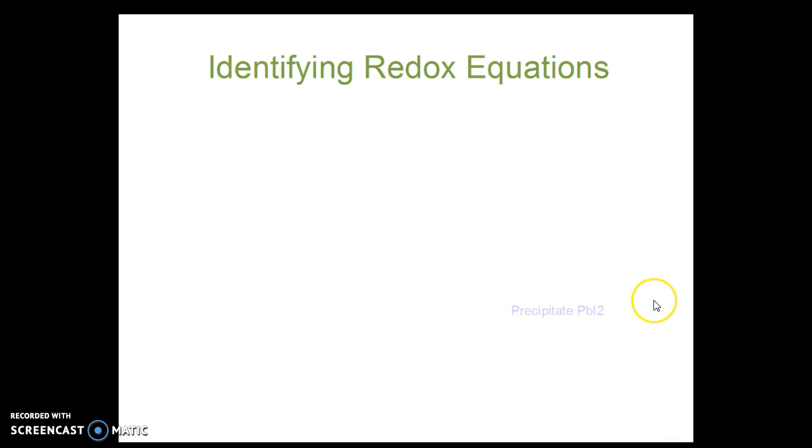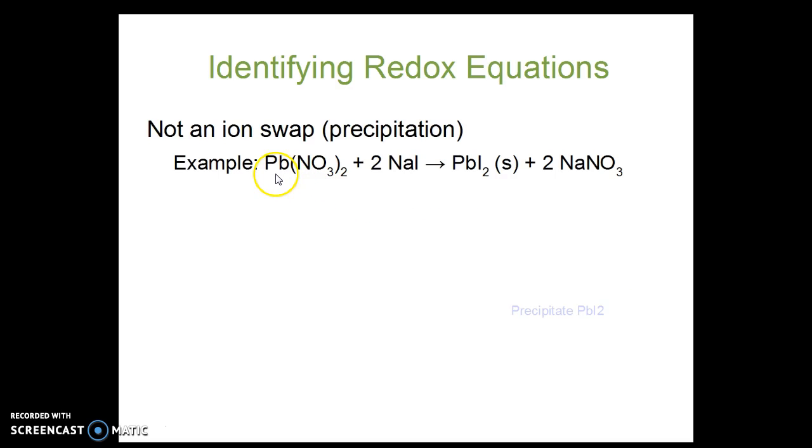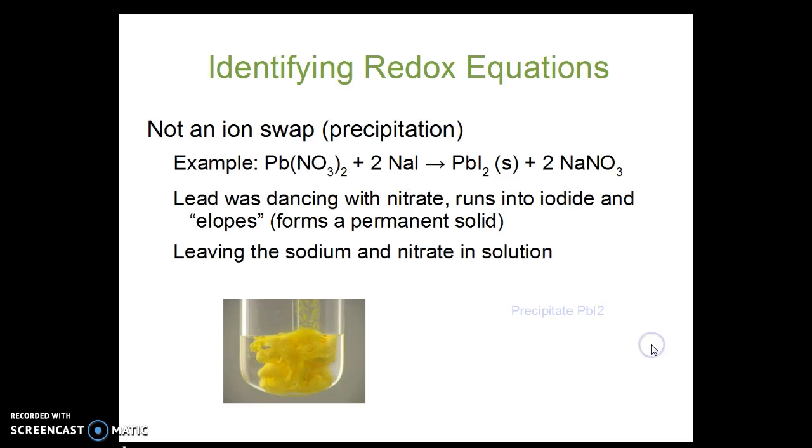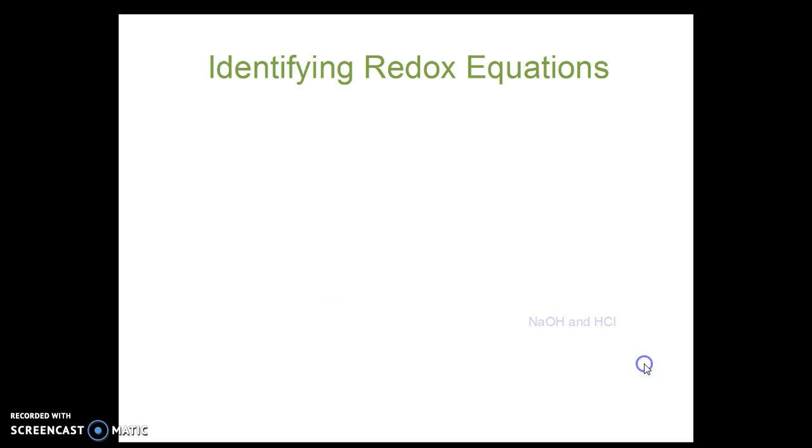So let's first talk about identifying redox equations. They're not ion swaps. Here's a precipitation reaction. You see that really nothing's happening. You just got these lead plus 2 ions that are now attached to iodide on the right when they were just in solution on the left. So this is not an oxidation reduction. The lead was in a sense dancing with the nitrate, ran into the iodide, and then we say they eloped. They formed a permanent solid that left the sodium and the nitrate in solution. And you remember that picture.